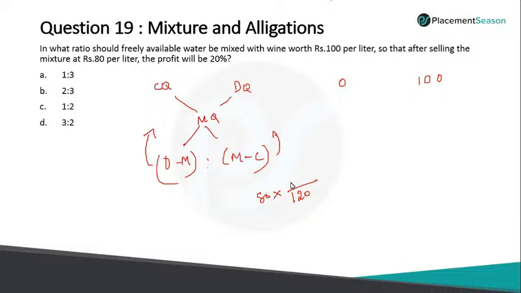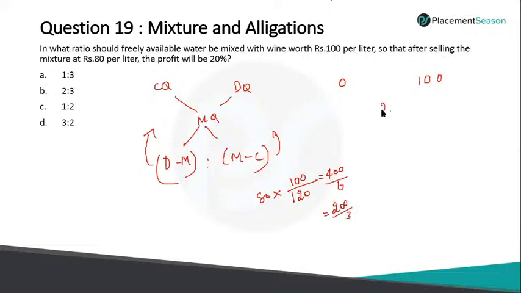So what is the cost price then? It is 120% of cost price. I need the cost price, which is 80 into 5 by 6. So it should be 400 by 6, or I can take this as 200 by 3, right?